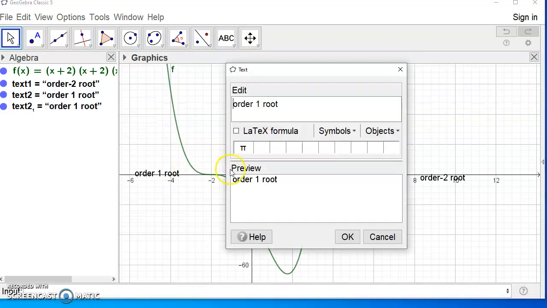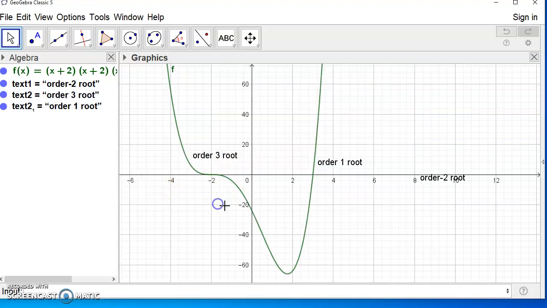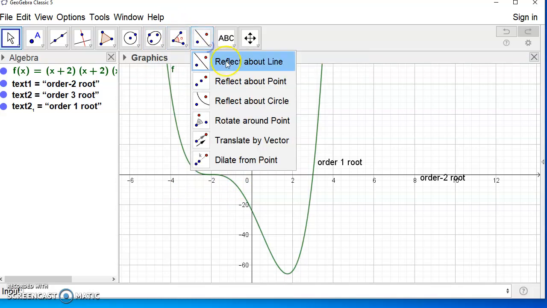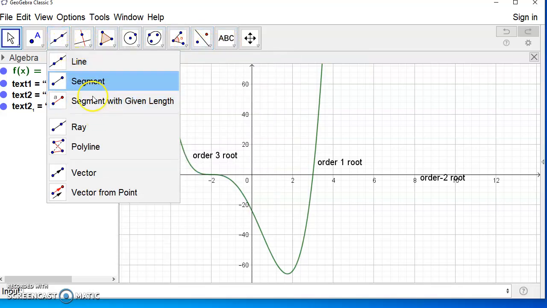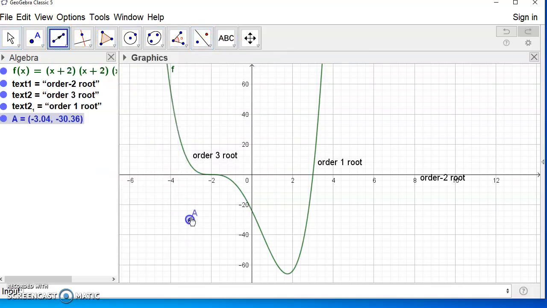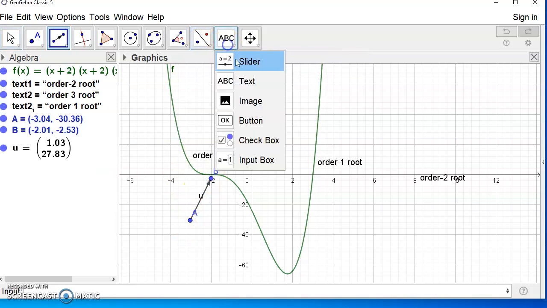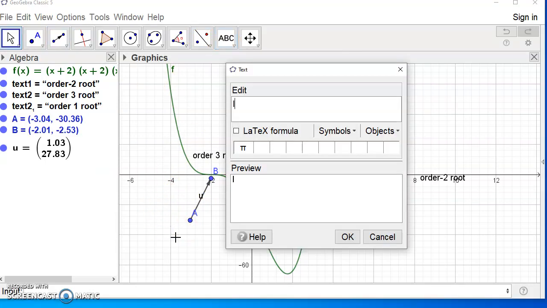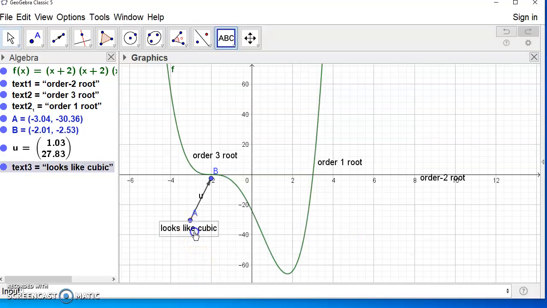This is not an order 1 root anymore. Actually, it's an order 3 root now, because the factor appeared 3 times. And if you look closely, it seems to show the behavior of a cubic, right? Right about here, it kind of looks like a cubic. It's a flat tangent, but it's not a turning point.